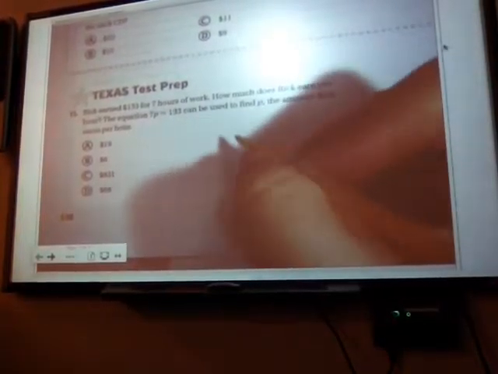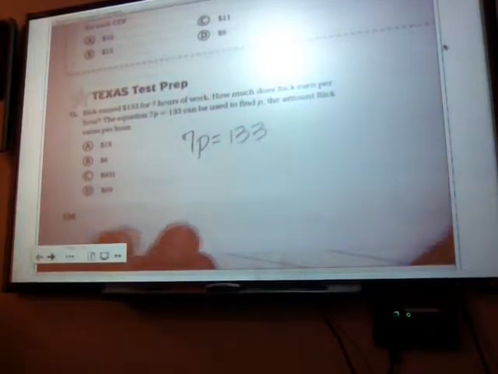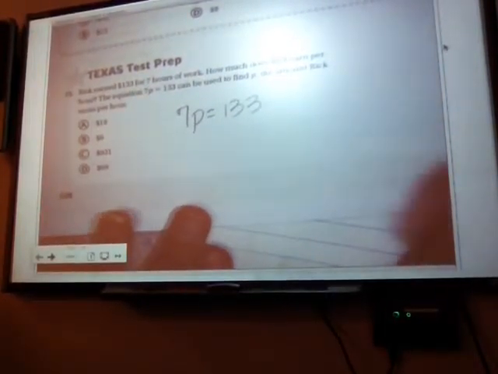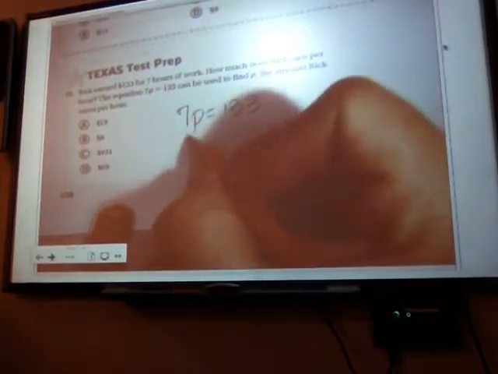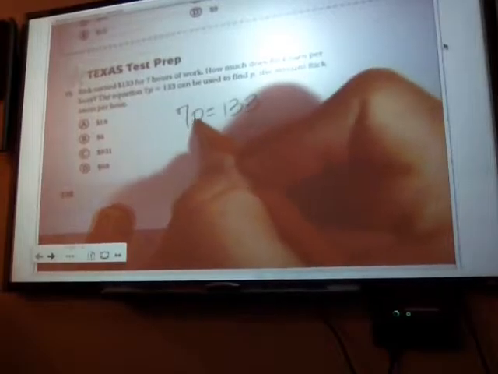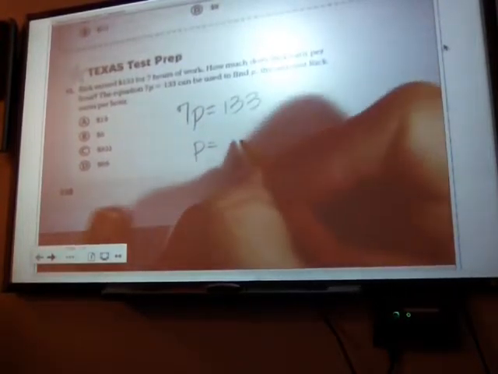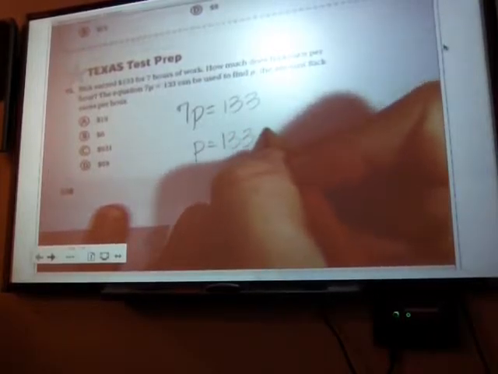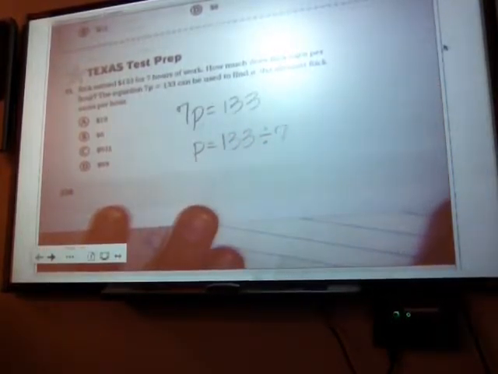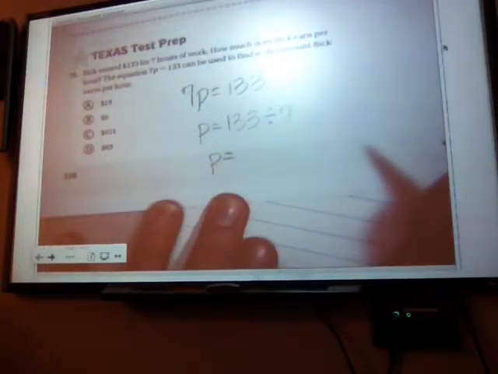Okay, so here we go. What am I going to do? 7p is equal to 133. So, what am I going to do? I can't multiply 7 times p to get 133 because I don't know what the value of p is. So how am I going to figure out the value of p? Division. 133 divided by 7. If I divide 133 by 7, ladies and gentlemen, what is the value of my p?